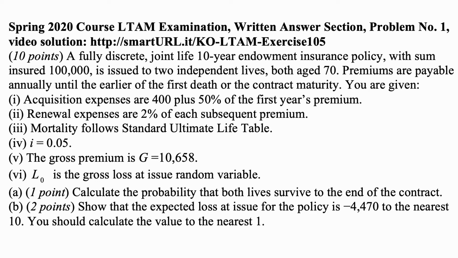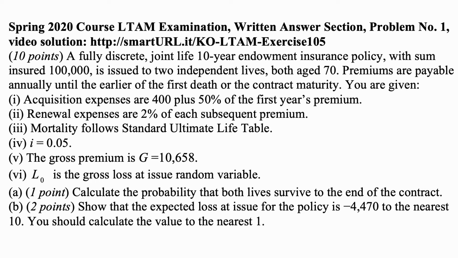You are given acquisition expenses are $400 plus 50% of the first year premium. Renewal expenses are 2% of each subsequent premium. Mortality follows the standard ultimate life table. Interest rate is 5%. The gross premium is $10,658. L0 is the gross loss at issue random variable.